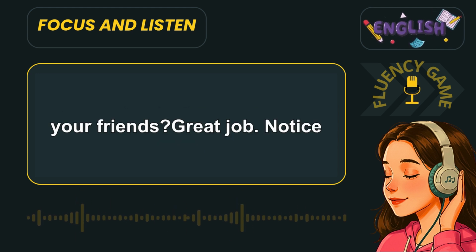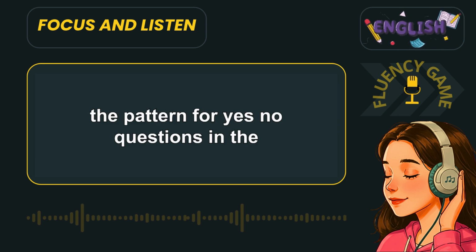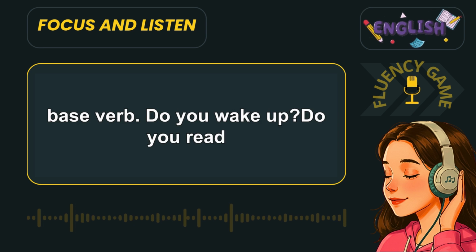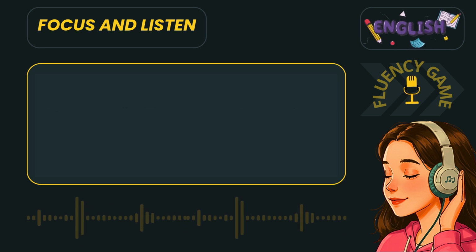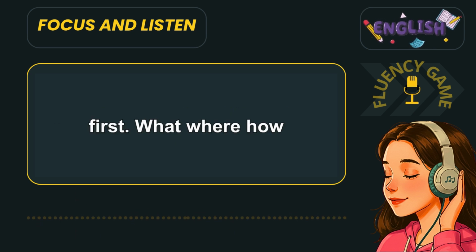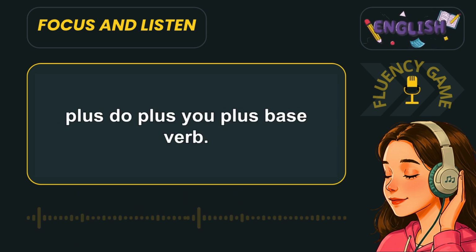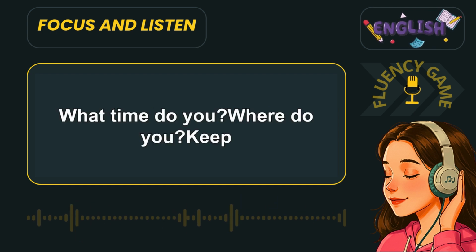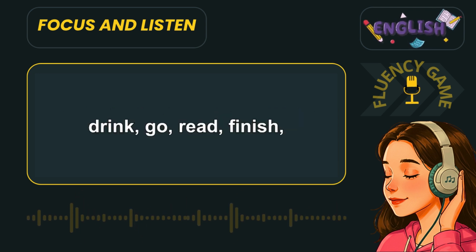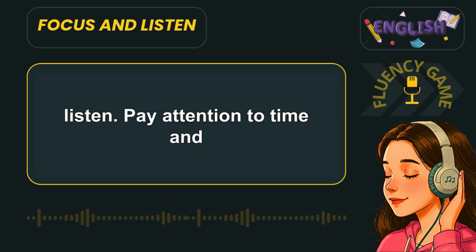Great job. Notice the pattern for yes-no questions in the present. Do plus you plus base verb. Do you wake up? Do you read? For what questions, we add a question word first. What, where, how, plus do, plus you, plus base verb. What time do you? Where do you? Keep verbs in the base form. Wake up, eat, drink, go, read, finish, listen.